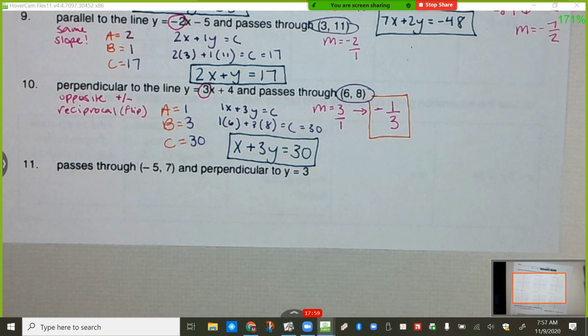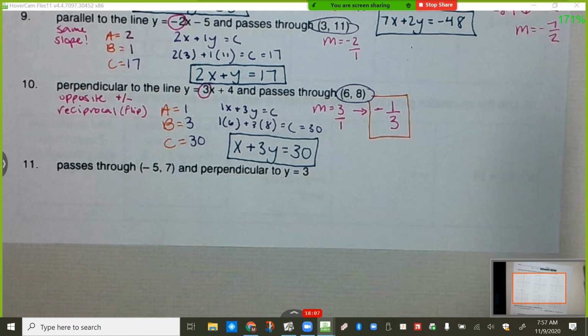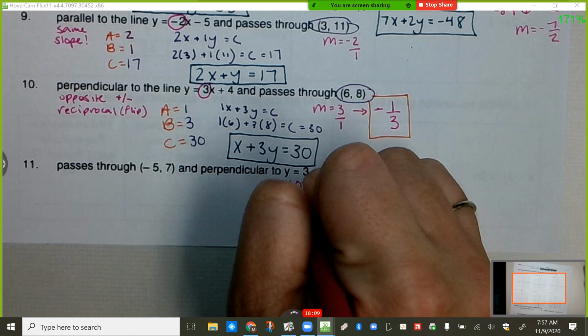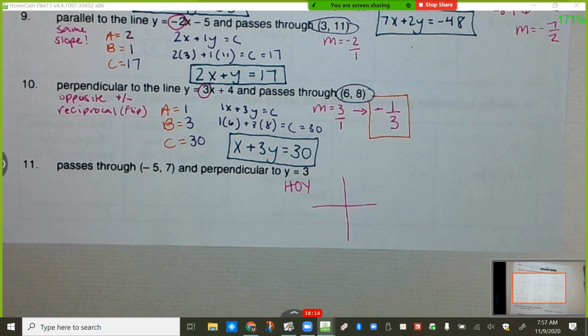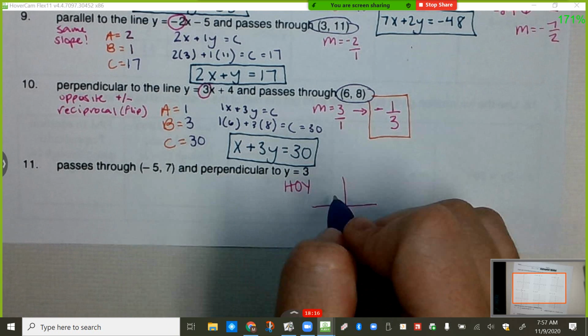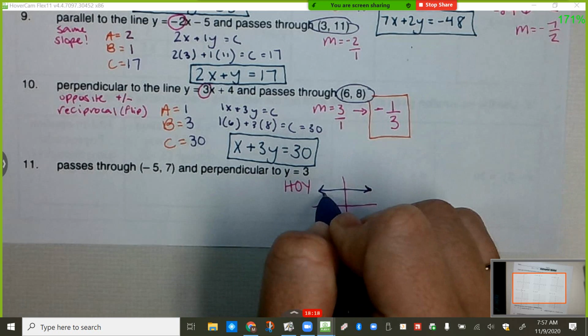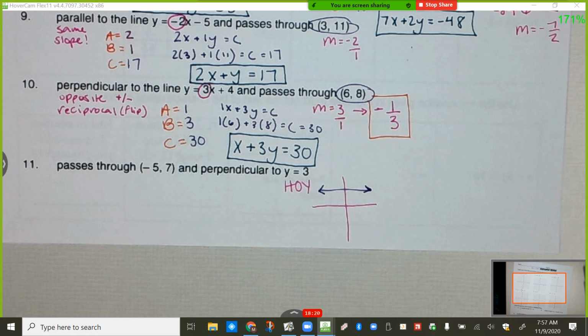Okay, this bottom one says passes through negative 5, 7 and perpendicular to y equals 3. I want you to realize this is a Hoy equation, which means if I were to quickly graph this, Hoy is a horizontal line at a height of 3. This is what it would look like. What is perpendicular to a horizontal line? What kind of straight line? It's 90 degrees, so it'd be a vertical line.